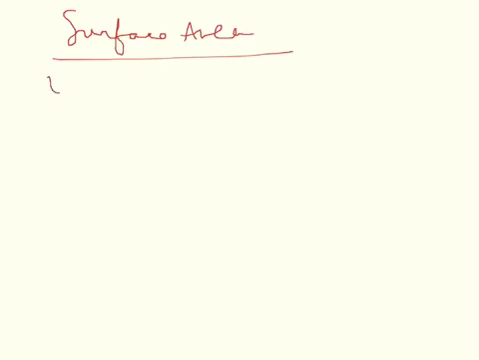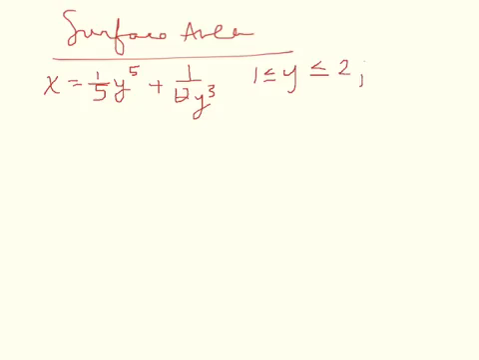All right, let's say we have the curve x equals 1/5 y to the 5th plus 1 over 12 y cubed. And we are going between the areas where y is between 1 and 2. And we're going to rotate around the x-axis.